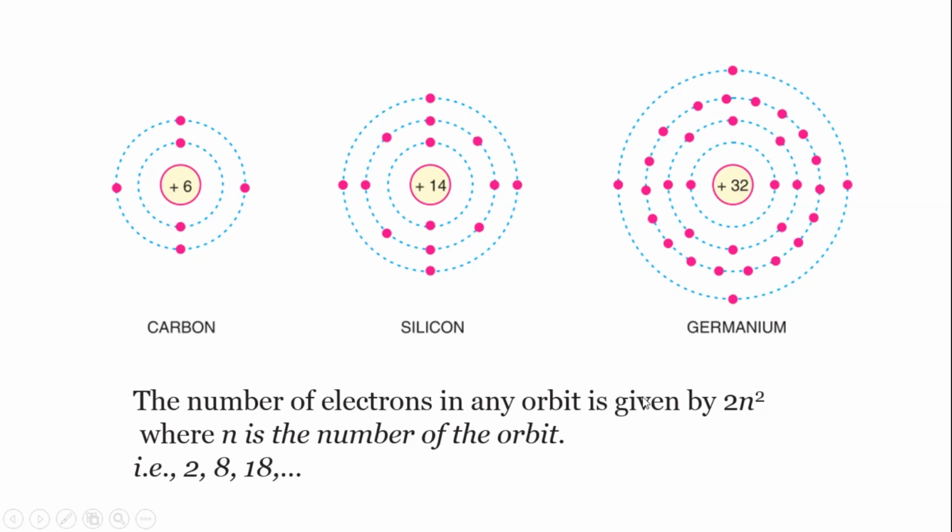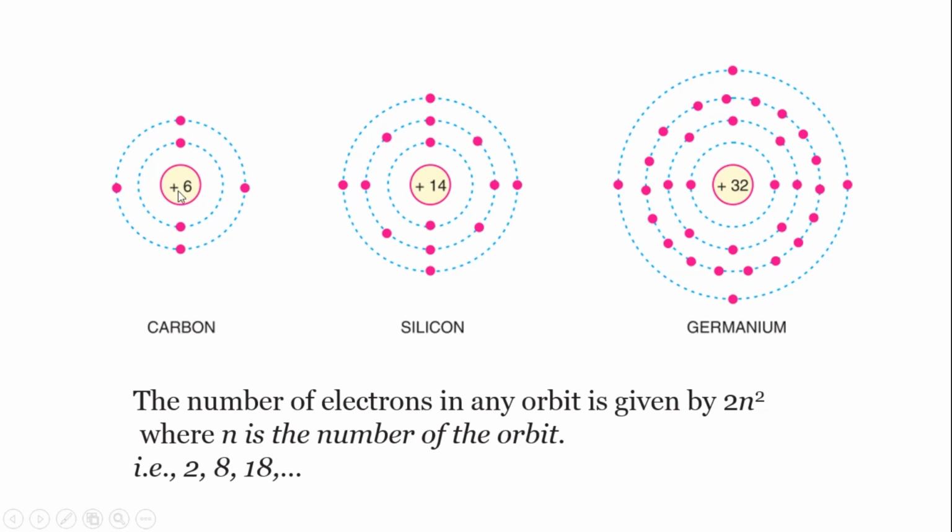Let us assume that this is the first orbit. So 2n square, 2 into 1 square, is equal to 2. So the number of electrons will be equal to 2 only. It will not be filled more than 2. Let us assume the second orbit. So 2 into 2 square, which is equal to 8. So the second orbit will be filled with 8 electrons. It will not be more than that. Similarly, the third orbit consists of 18 electrons, which is from 2 into 3 square. So the third orbit will be equal to 18 electrons only.